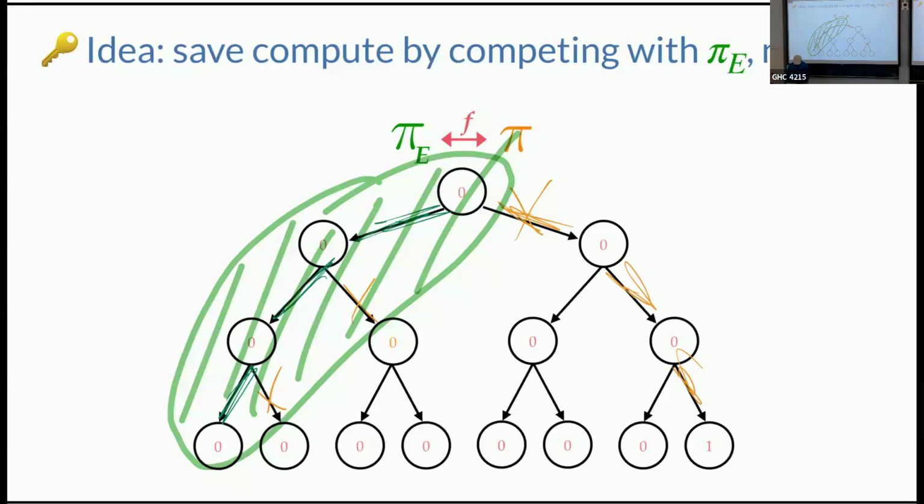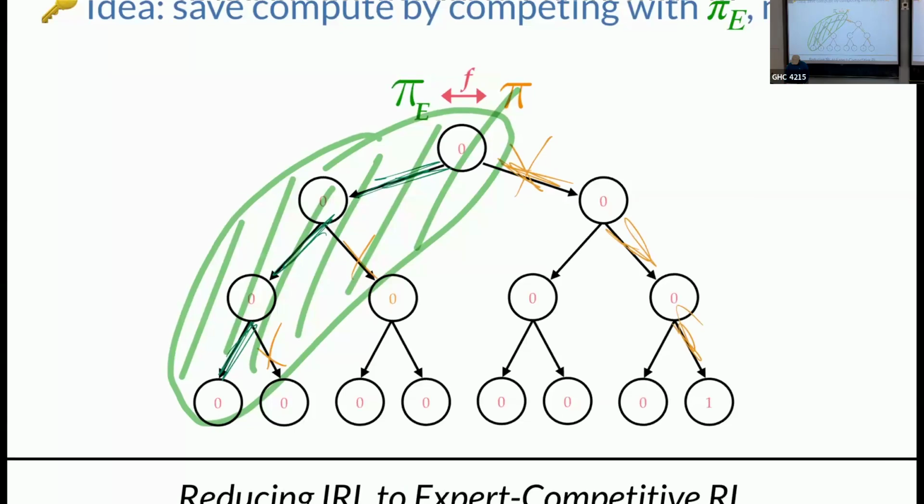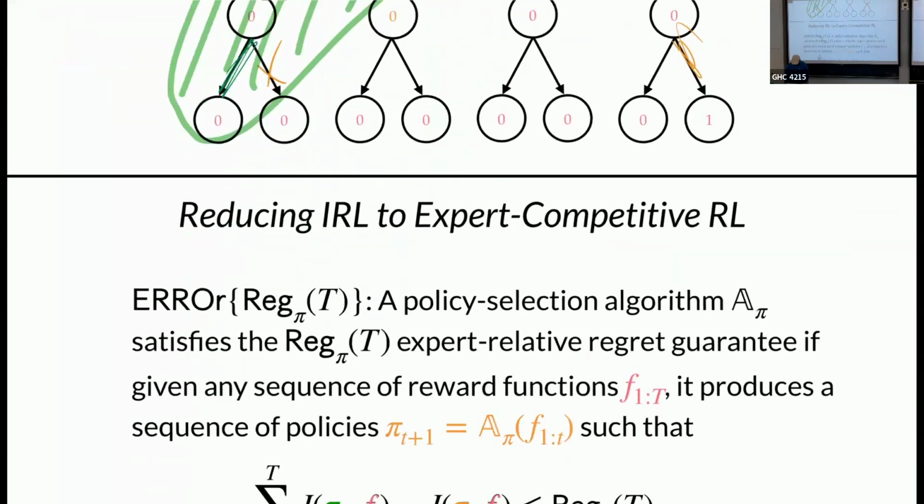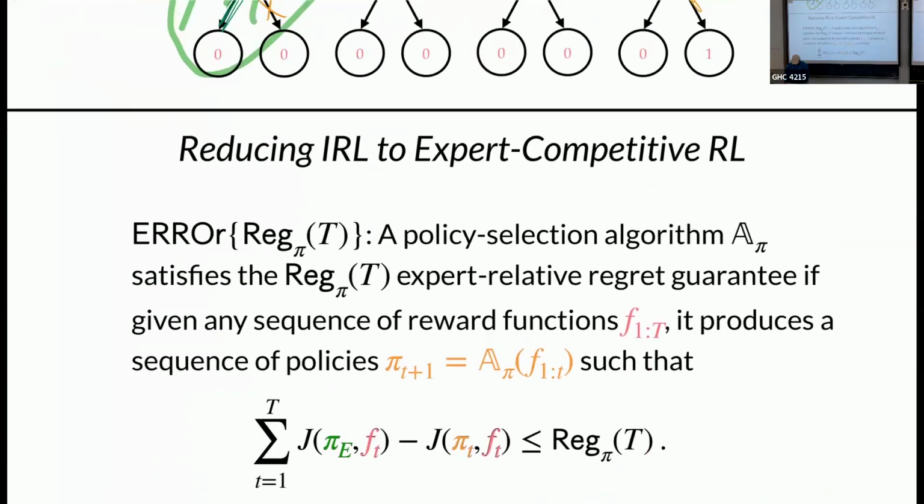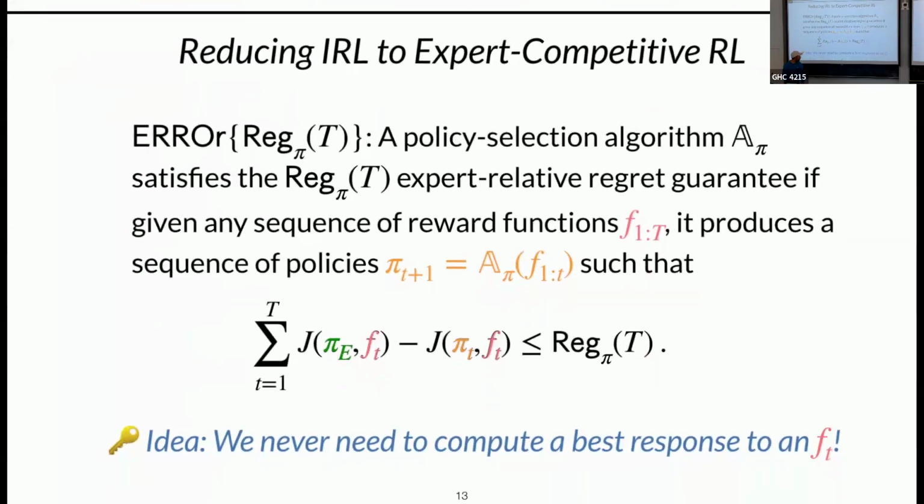So we're now going to do a little bit of math. I promise it won't be too bad. I'm going to give you a definition, which is going to be an expert relative oracle, or ERROR for short. It's basically an algorithm that, given a sequence of reward functions, produces a policy in response that satisfies the following condition.